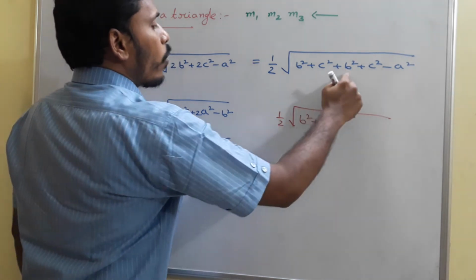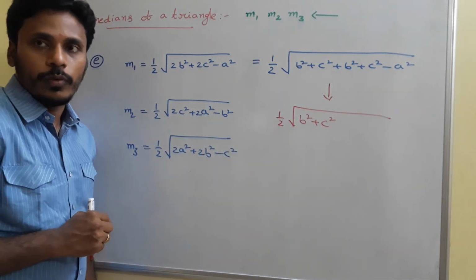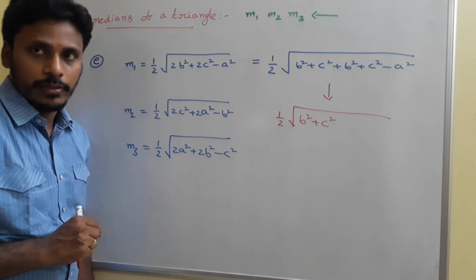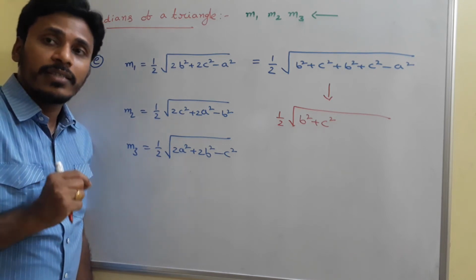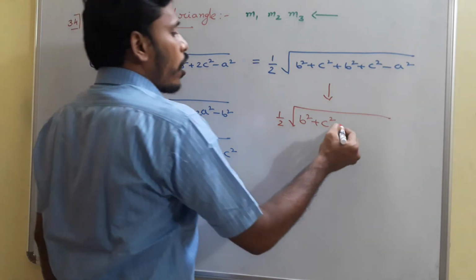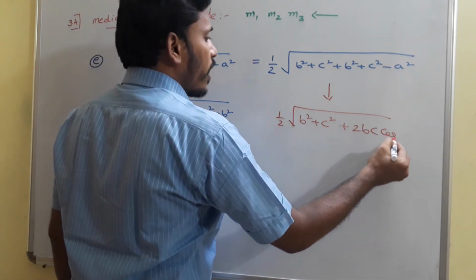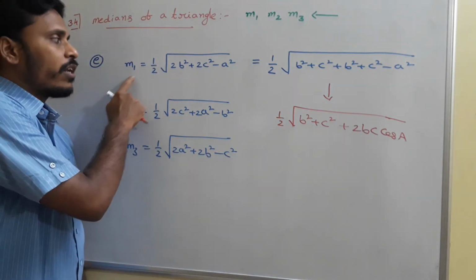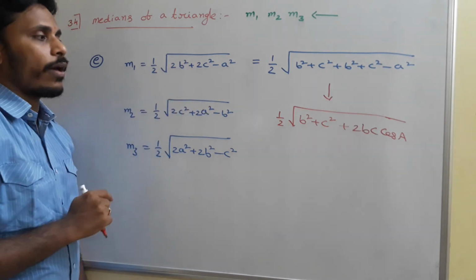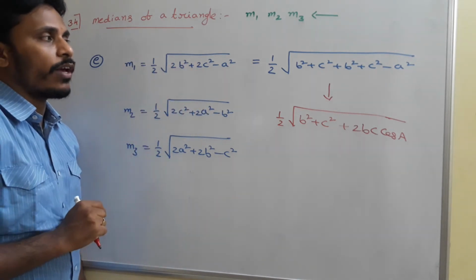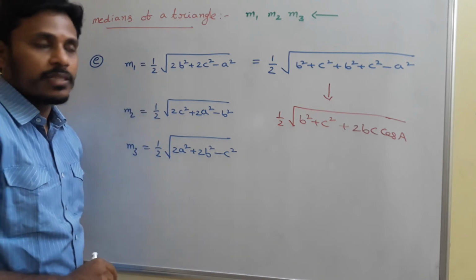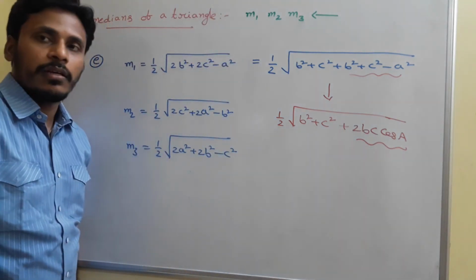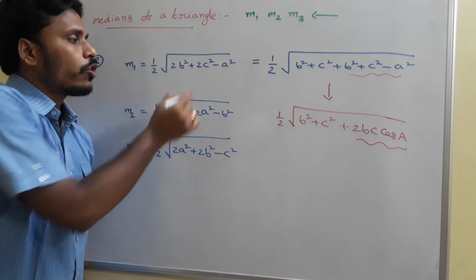In the next step, this is equal to half root of b² + c² plus (b² + c² − a²). Then what do you say about this b² + c² − a²? Once again, what do you say about that b² + c² − a²? It is nothing but 2bc cos A from the cosine rule. So plus 2bc cos A. Is it right? Just analyze it. So median m₁ is half root of 2b² + 2c² − a², and that is half root of b² + c² + b² + c² − a². This b² + c² − a² is nothing but 2bc cos A from the cosine rule. So these two are set.